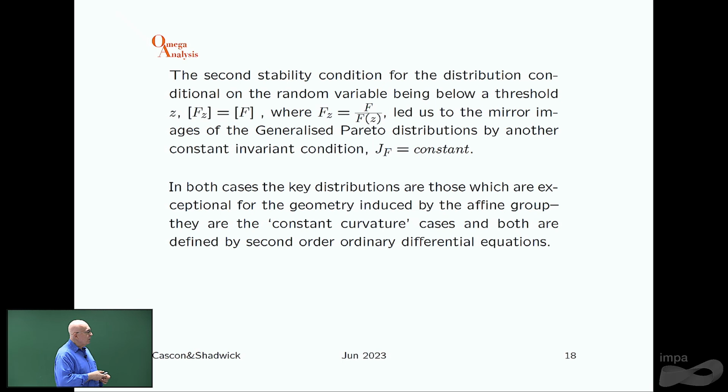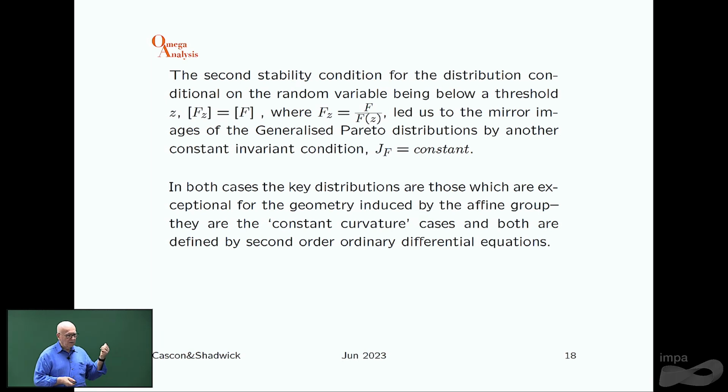Then we introduced something that's really, again, the mirror image, if you like, of the way the generalized Pareto distributions are introduced. It's distributions conditional on falling below a certain threshold, and that equivalence relation. But it turned out, again, that's an exceptional case for the equivalence problem. The invariant being constant is exactly what produces this stability. So that's a common feature now.